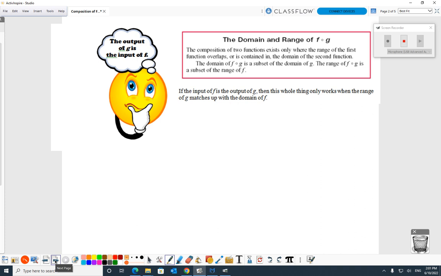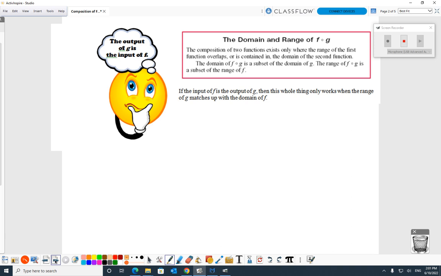So that's all this is saying. The domain and range of f at g. The composition of 2 functions exists only where the range of the first function overlaps or is contained in, and that's all just fancy words for saying it better work. The outputs of g better work as inputs of f, or this whole process is off for those x values.